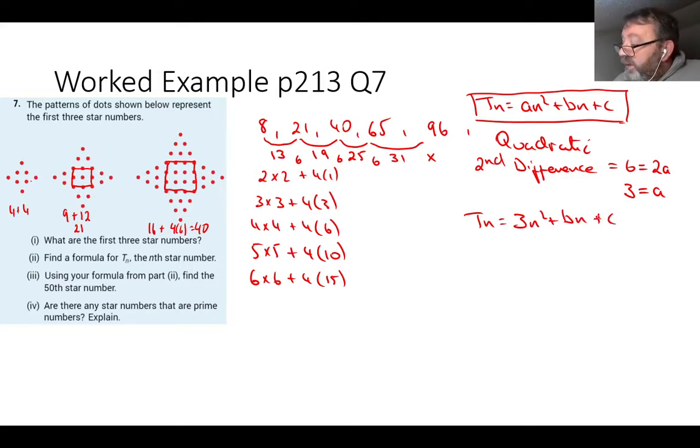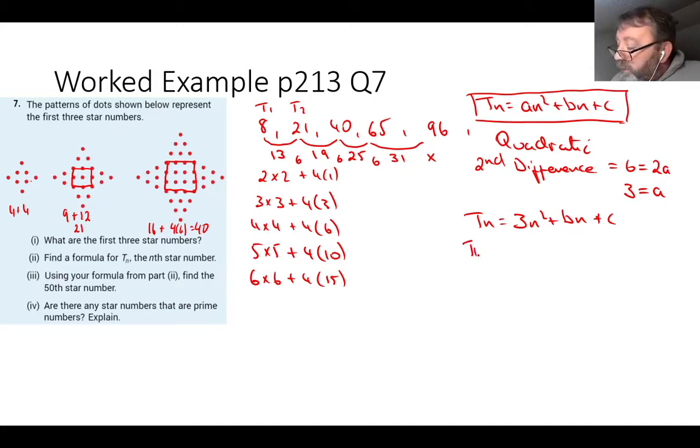Now here's the thing. I've got to work out the value of b and c. So therefore, I need to get two equations in b and c. And the only place that I'm going to get them from are the two terms. Let's take the first two terms because they're the smallest numbers to deal with. So let's deal with them.